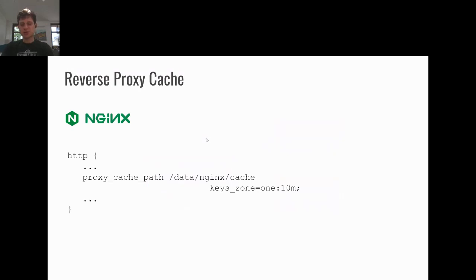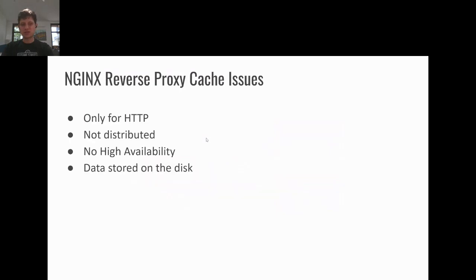Nginx is good because it's mature, but it misses some features. It's only for HTTP, maybe that's not such a big deal, but it's not distributed, it's not highly available, and it doesn't only store data in memory, it can offload your data to disk, which can affect the latency and the data access. For example, if you use Hazelcast, you are guaranteed that your data is stored in memory, so you can reason about the latency. In the case of Nginx, data can be offloaded to the disk. But still, Nginx is a way to go for reverse proxy caching.